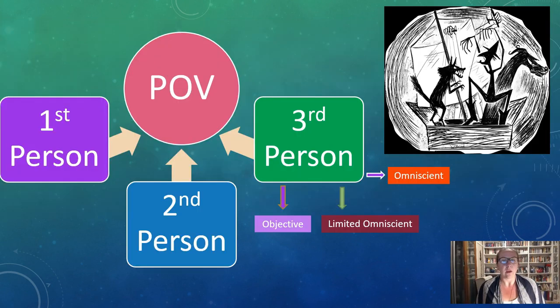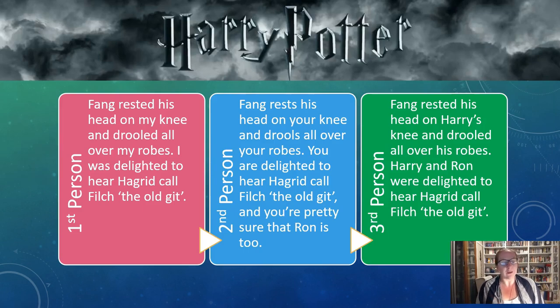Alright, now point of view in a novel, and this is something you might need to brush up on, and there's a video on first, second, third person, because this is how in a written story we get point of view through either first, second or third person. And I've chosen the very best book in the world, Harry Potter and the Philosopher's Stone, to show you how it works. Now here's the original. We've got J.K. Rowling here using third person narration, where she says, Fang rested his head on Harry's knee and drooled all over his robes.